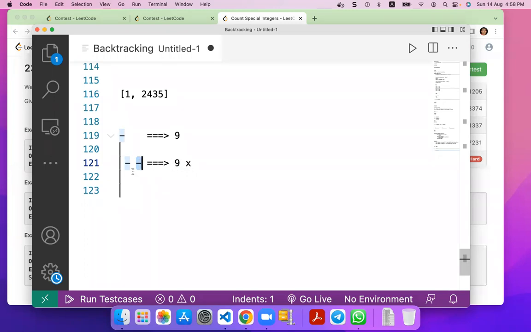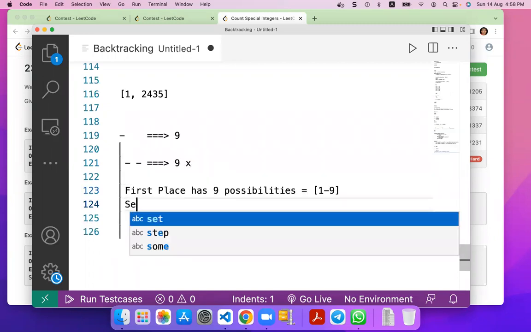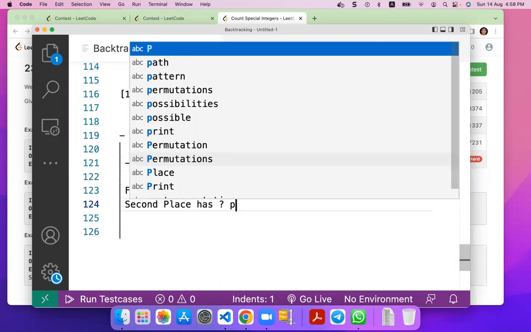Right? So the first place has 9 possibilities, which is 1 to 9. But once you have placed any one digit out of that, then the second place is left with how many possibilities?